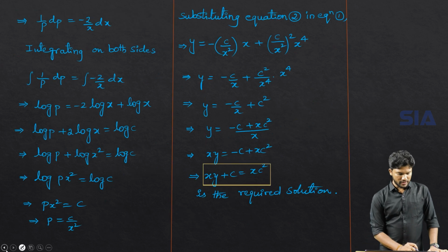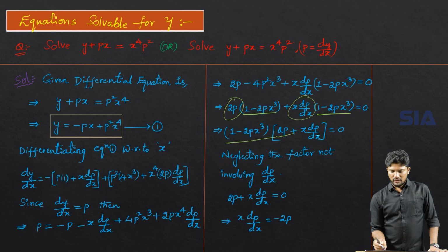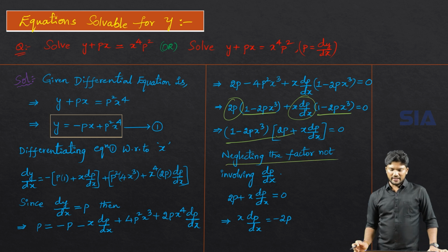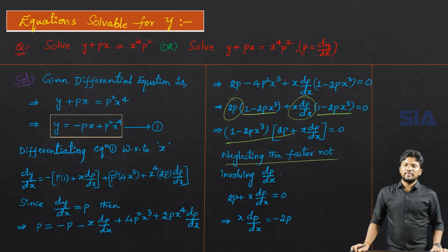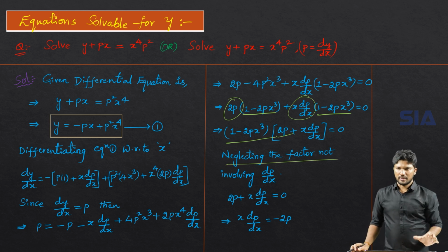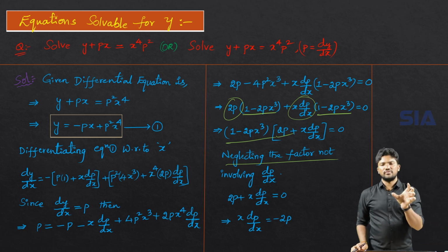Okay, so after taking that value equal to 0, we neglect the factor not involving dp by dx. After taking the term common, here you should remember one step. So you have to neglect one factor.